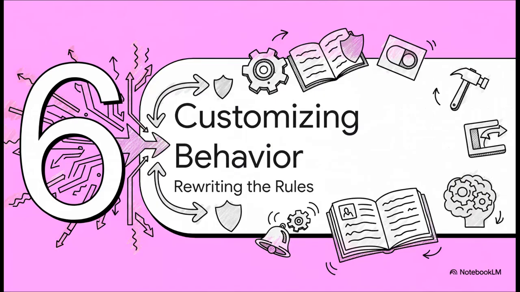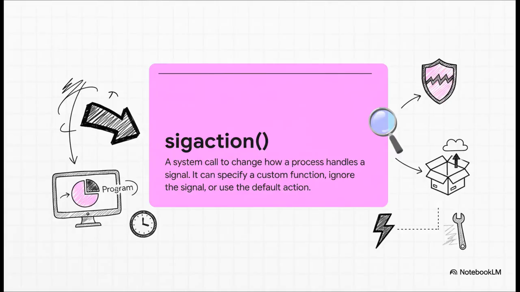Now, what's truly amazing about this is that processes don't have to just sit there and blindly accept the default action for every signal. For most of them, they can actually rewrite the rules and decide for themselves how they want to respond. Programs can do this using a system call called sigaction. This lets them catch a signal and run their own custom code instead of just dying. Think about a text editor. When you try to close it, it might catch that terminate signal, not to just exit, but to first pop up a little box that asks, hey, do you want to save your changes? It's how programs can handle interruptions gracefully.